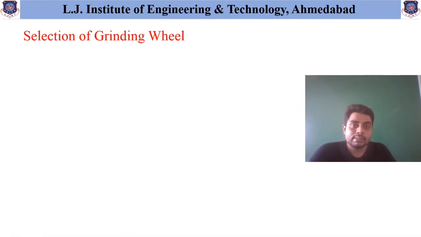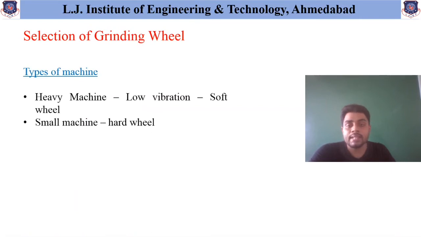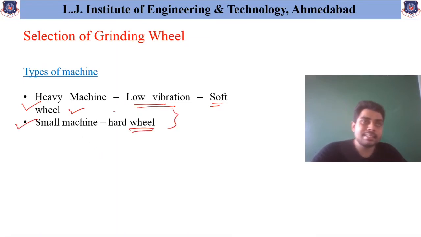Now let us consider the fourth parameter, that is the type of machine. If a heavy machine is used, then to reduce the vibration mostly a soft wheel is used, and in the case of a smaller machine harder wheels are used. These are the basic standard results which are obtained for specific applications.